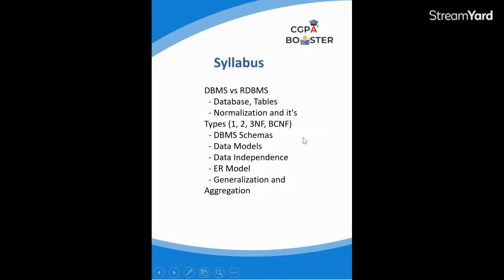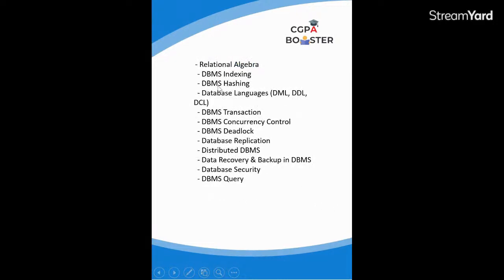We'll be then covering the DBMS schemas, data models, data independence, ER model, generalization and aggregation. We'll be also covering relational algebra, DBMS indexing, DBMS hashing. Then we'll go on to one of the most important aspects of DBMS, which is the database languages like DML, DDL, and DCL. The full form and the various theories, the various parts that are related to it will be known to you all in a short while.